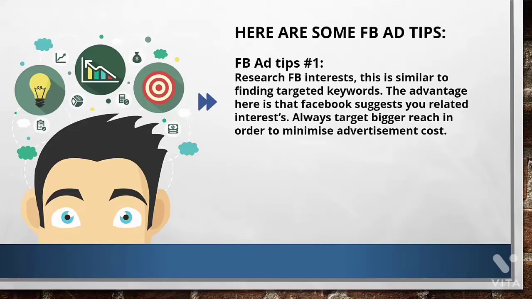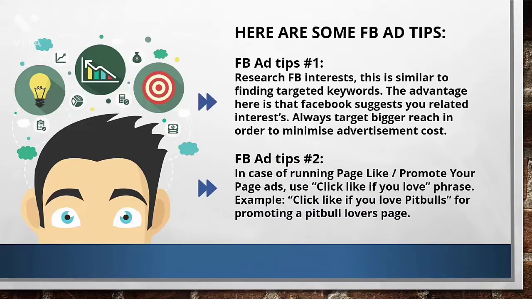Tip number 1. Research Facebook interest. This is very important. Once you create an ad, Facebook helps you to research interest areas of your target market. This is similar to finding targeted keywords, but the advantage here is that Facebook does suggest related interests. Always target bigger reach in order to minimize your Facebook advertisement cost. So the rule is that the more reach you have, the less you pay for your Facebook advertisement, which you'll see in the later video once you set up a live campaign.